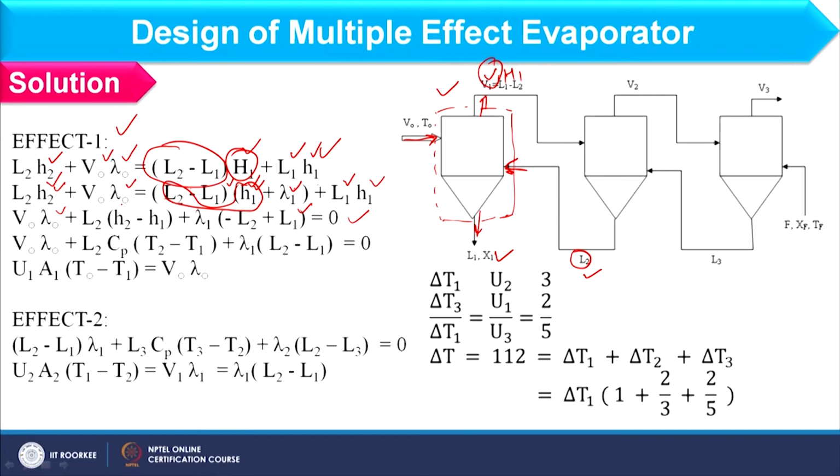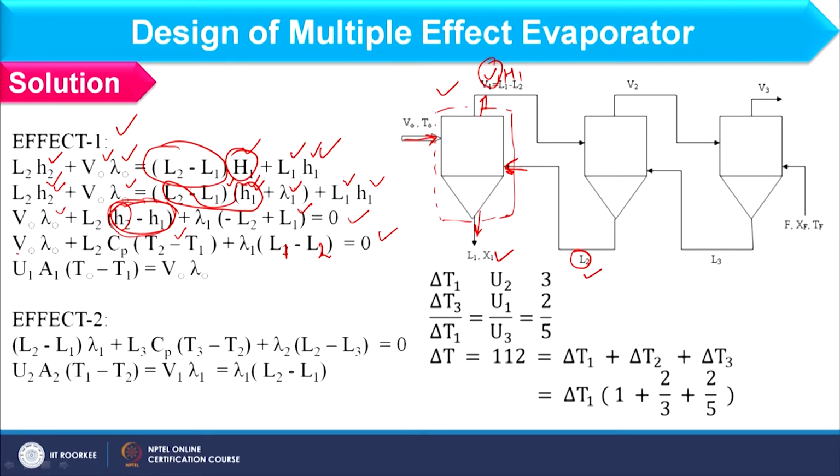Further conversion of enthalpy into CpT, we can find this as enthalpy balance, that should be V naught lambda naught plus L2 Cp T2 minus T1, right. We can expand this term, and then plus lambda 1 bracket L2 minus L1. So, here I am having another term, that is lambda 1, and this should be L1 minus L2, right.